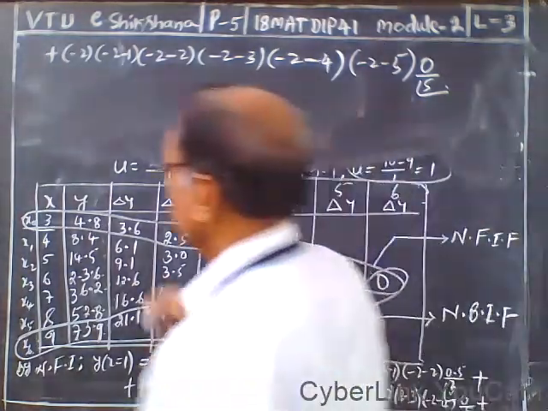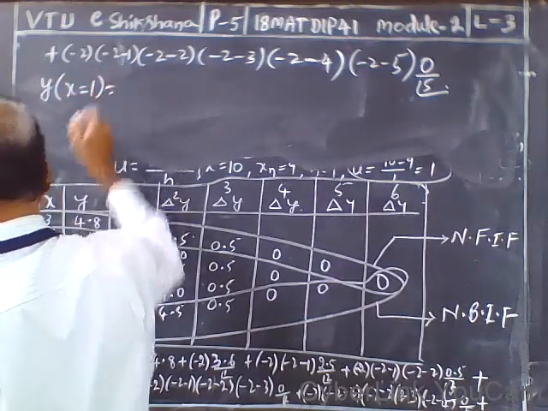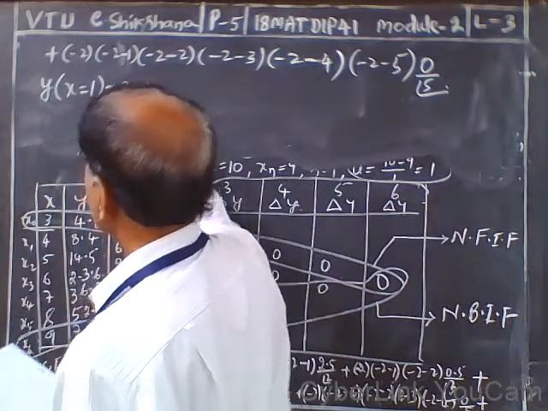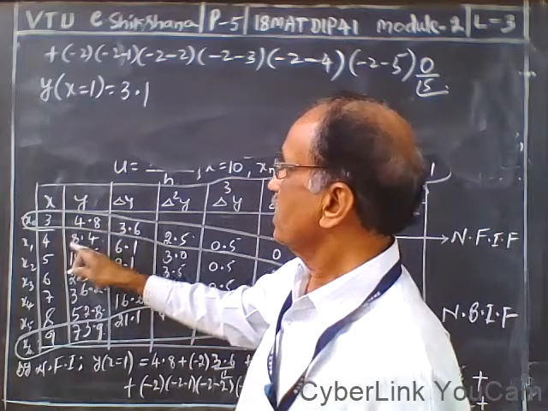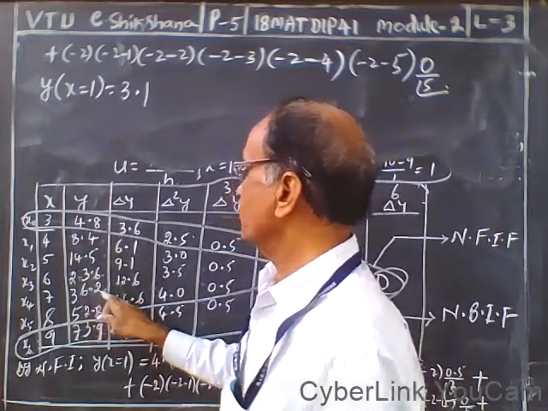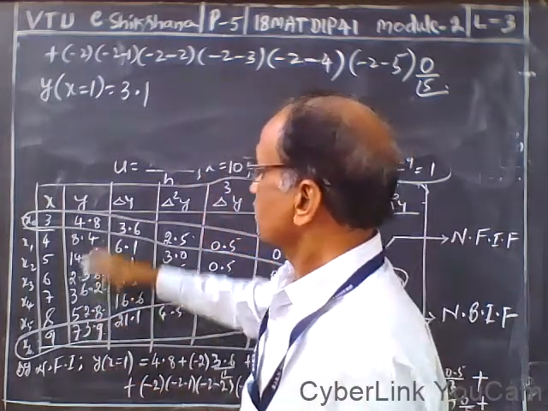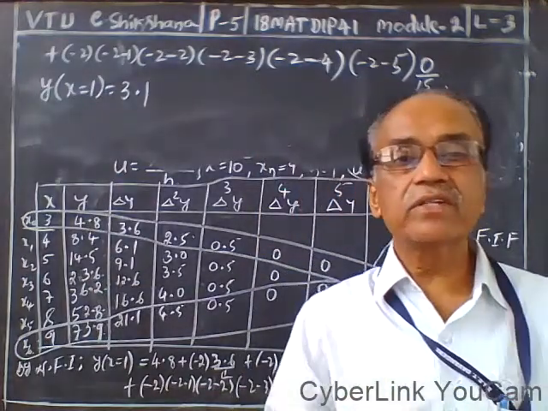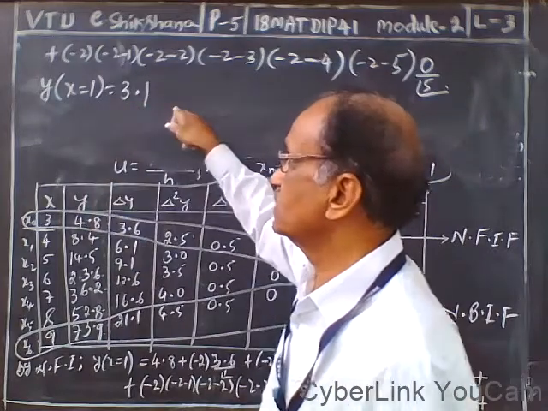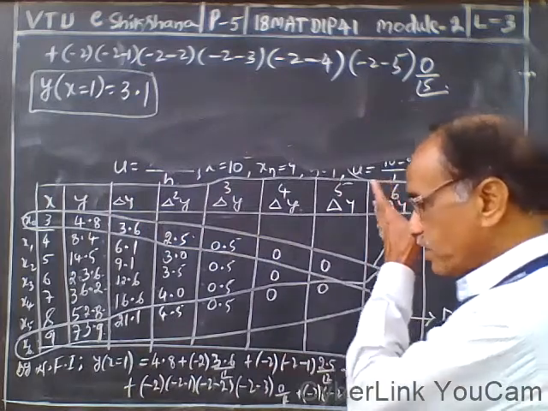Therefore, this calculation comes to y at x equal to 1 is equal to 3.1. So 4.8 is there, and 8.4, 14.5, 23.6, 36.2, 52.8, and 73.9. All the values are in increasing order, so you can easily expect a value less than this. As a result, you get y at x equal to 1 as 3.1.